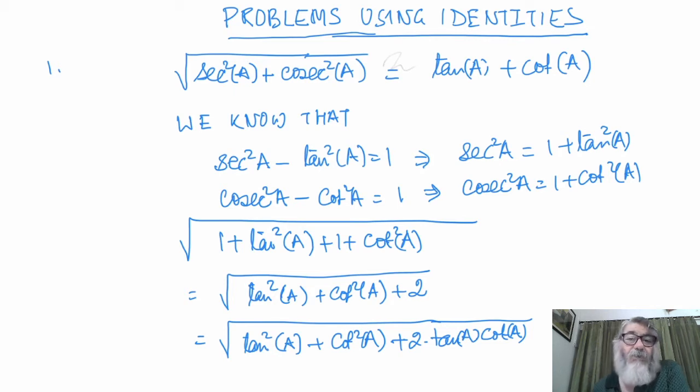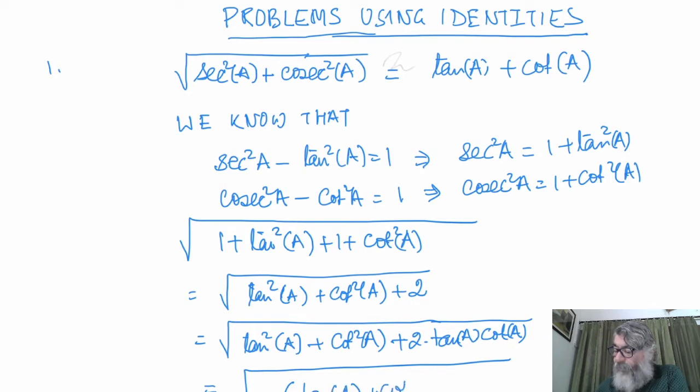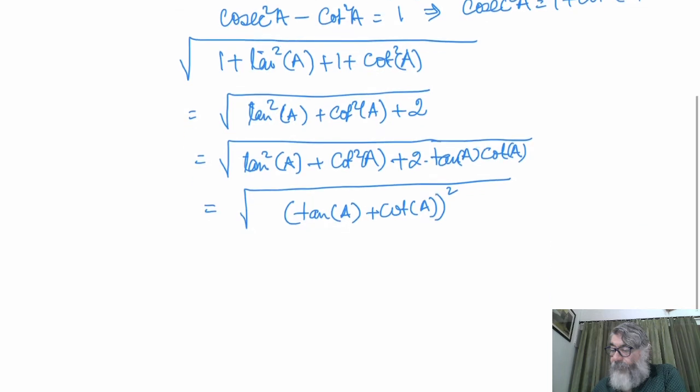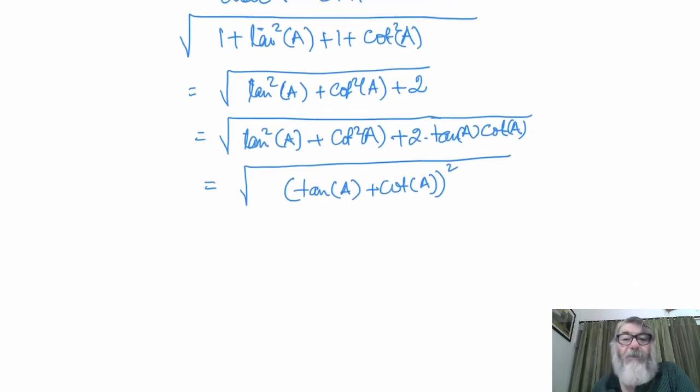Now, why did I take tan A cot A? I took tan A cot A because they are reciprocals, and by using this, it will become a complete square. It will become tan A plus cot A whole square.